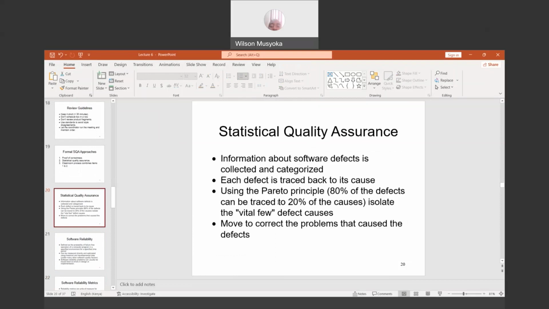Then the statistical quality assurance is going to be the information about software defects, and it is collected and categorized. Like each defect is traced back to its cause, and then you use the Pareto principle whereby it says that 80% of defects can be traced to 20% of causes. And so you need to isolate the few defects which are vital so that you can work on the solutions.